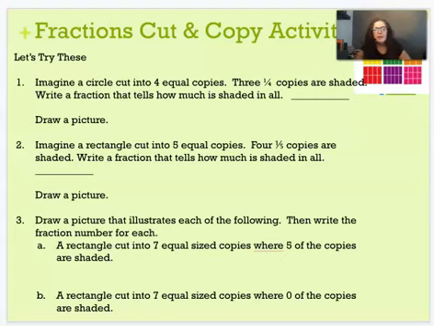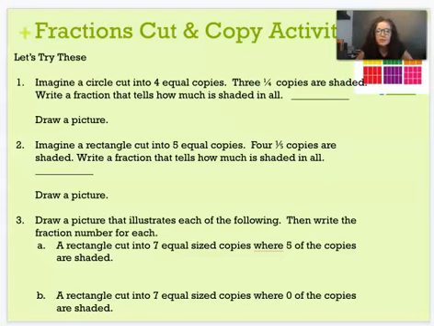So a cut and copy activity is naturally what we would think of next after we're discussing this cut and copy idea. So try a few of these. Imagine a circle is cut into 4 equal copies. 3 1/4 copies are shaded. Write a fraction that tells how much is shaded in all, and draw a picture.